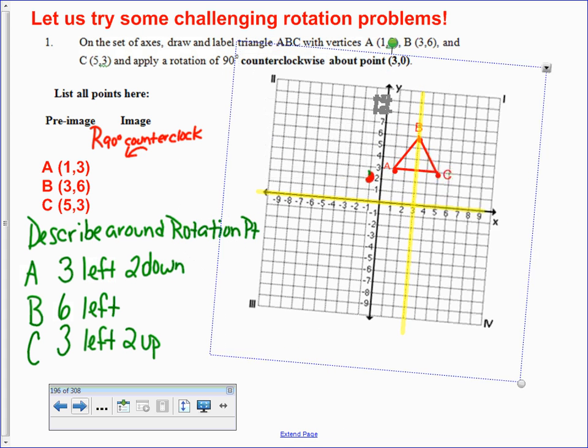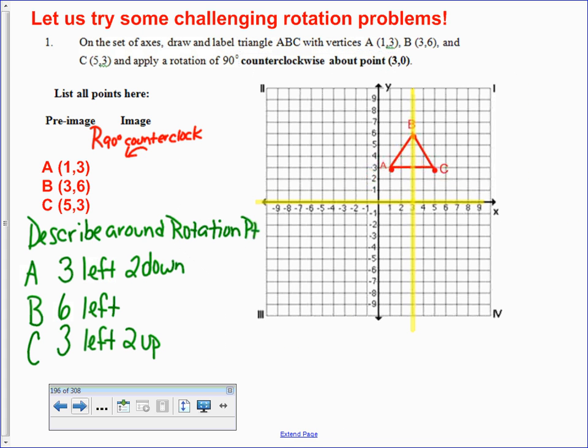So I am going to turn my paper back around, and I'm going to look at this rotation point and apply these descriptions. For example, I'm starting at this rotation point, and for A, I'm going to go 1, 2, 3 to the left, and 2 down, and plot where A is. I just wanted to show you how we're doing it. And A prime is now going to be at (0, -2).